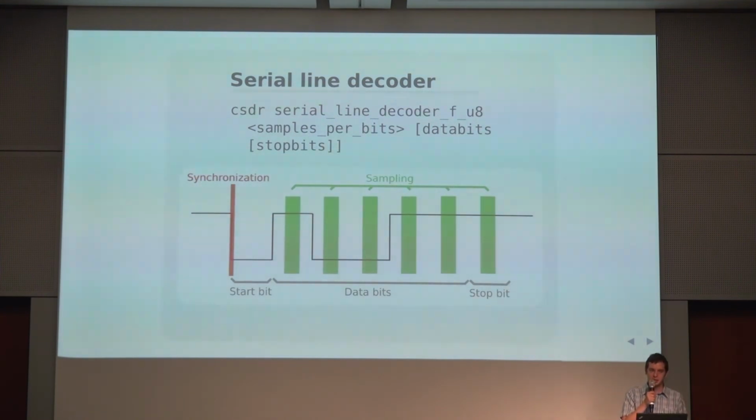Radioteletype is quite like a serial line, so it's like UART. It's synchronized with the start bit, and then come 5 data bits, and then comes the stop bit. So I decided to write a CSDR function, or add a CSDR function that can decode the data from a serial line. For example, you could also hook up an ADC on a UART and use the same function to recover data from that. But here I use it for Radioteletype.